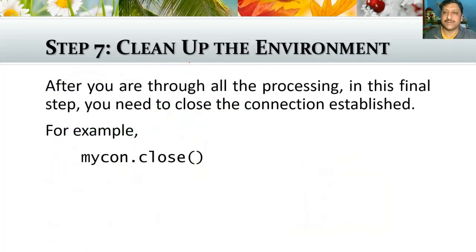Now the last step is to clean up the environment. We have already cleaned up the environment in each and every program. We just have to give mycon.close, meaning whatever connection we have created, we use the close function. This close function will automatically close the connection and clean the result sets and the environment. After you are through with all the processing, in this final step you need to close the established connection. Only this command you have to give, and the environment will be cleaned up automatically.